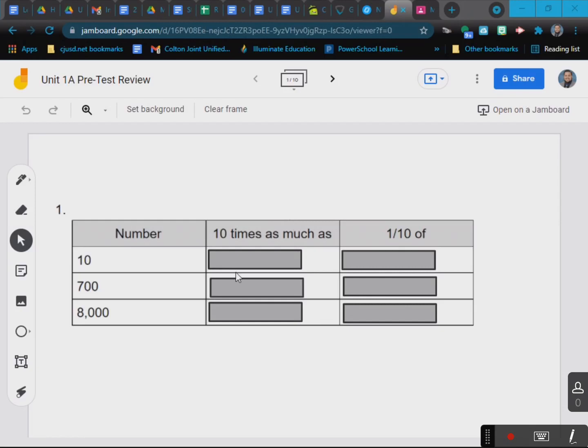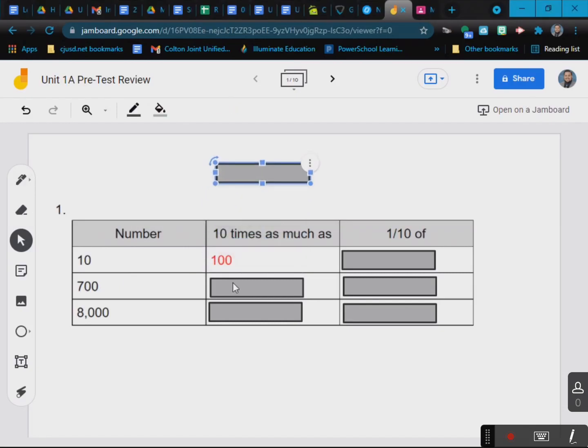So, number 1, you have 100, it says 10 times as much as 10. So, that's going to be, you're multiplying this number by 10. And whenever you multiply something by 10, you just add a 0 to the end of it. So, it'd be 100. Now, 1/10 of something, you're dividing it by 10. Okay, you're dividing that number by 10, so you're going to take away a 0. So 10, when you take away the 0, is 1.